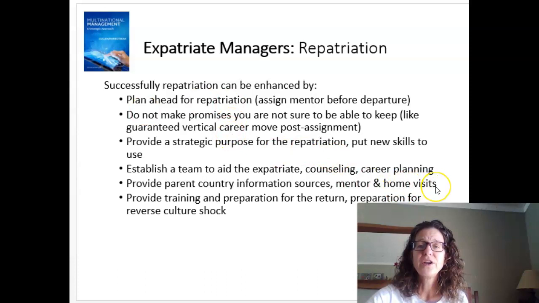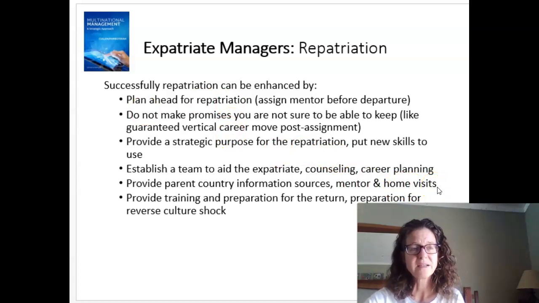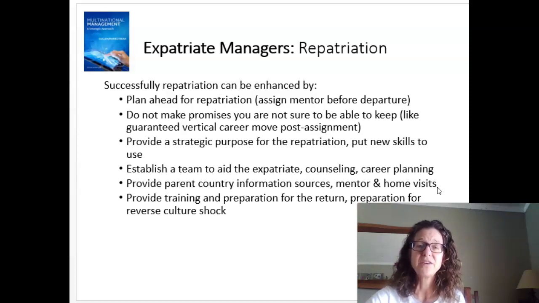As I mentioned earlier, home visits are also important to make sure that the expatriate stays in touch. Many multinationals who offer home visit allowances require that the expatriate come to the home office to reconnect with colleagues and peers and their mentor.